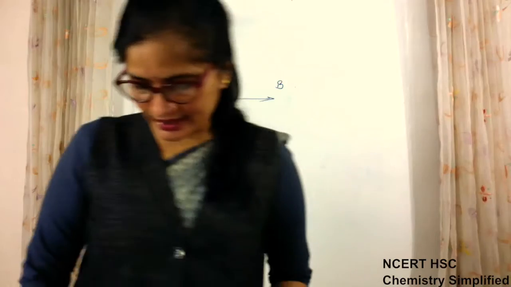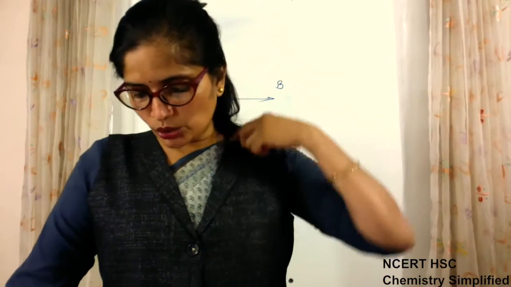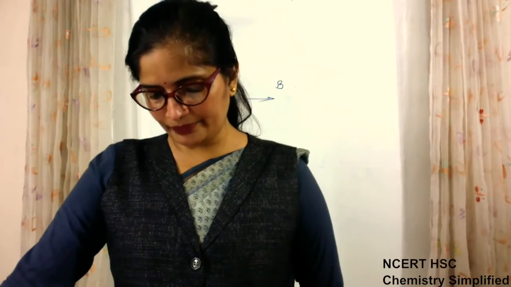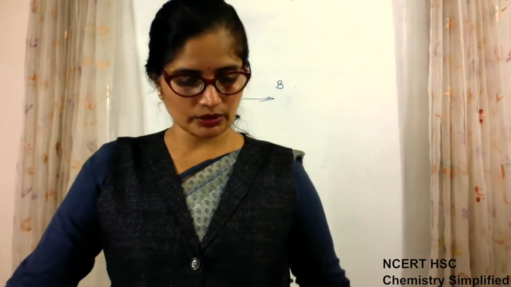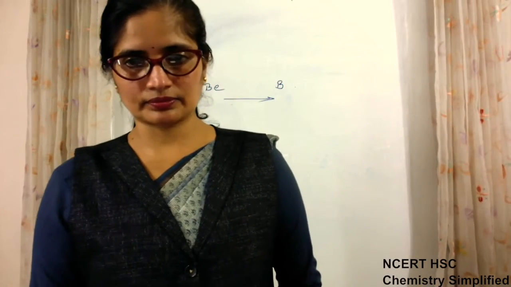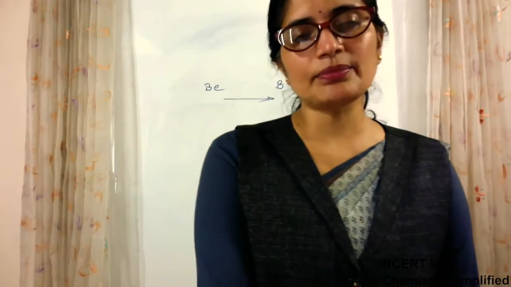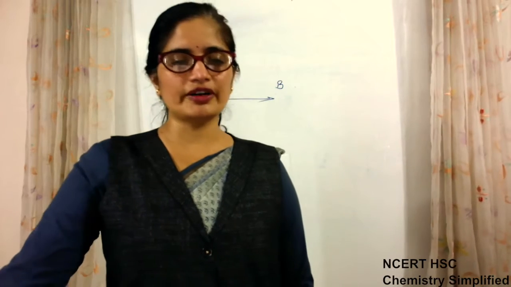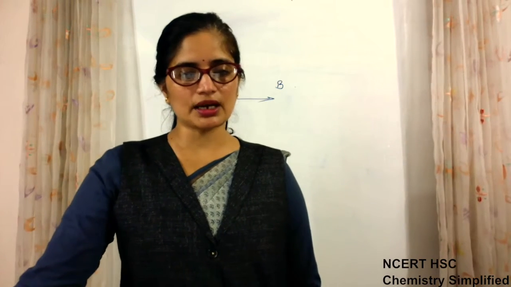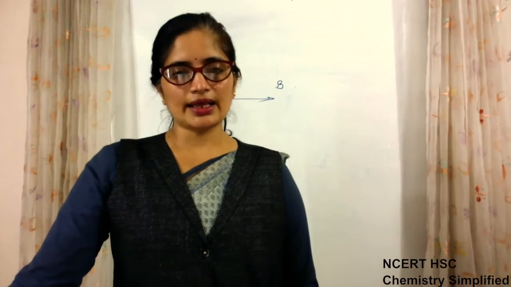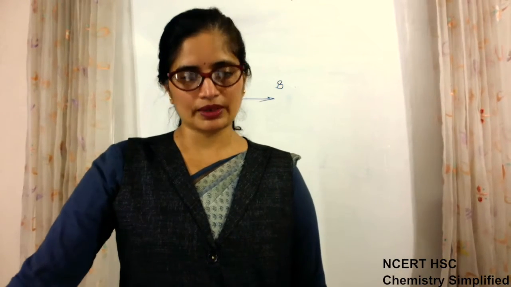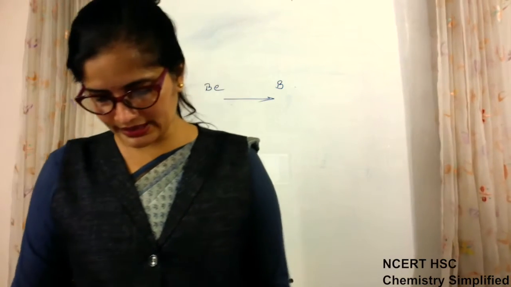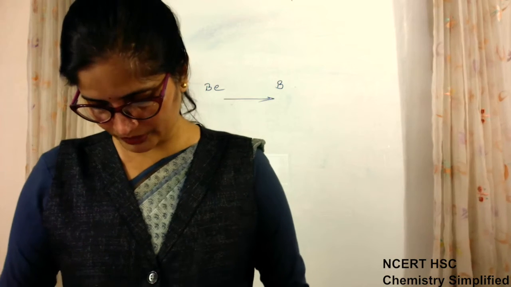Okay. Second reasoning is oxygen has lower value of ionization enthalpy than nitrogen. So this was again the same reason, because nitrogen has half-filled orbitals, and half-filled orbitals are more stable, hence difficult to remove electron. So its ionization enthalpy is more.